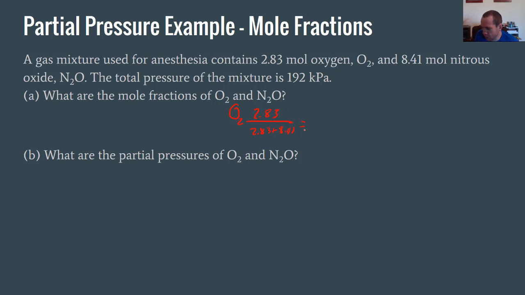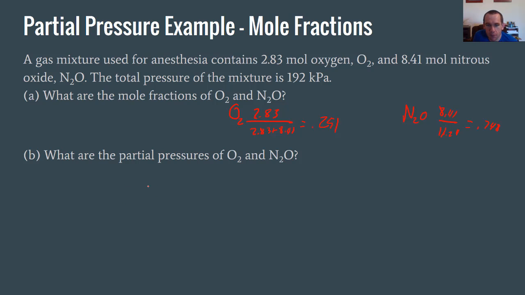And that is equal to, let's see, 8.41 plus 2.83 is 11.24, and 2.83 divided by 11.24 is 0.251. And then N2O, same thing, except now we have the 8.41 over the 11.24, and that is equal to 0.748.